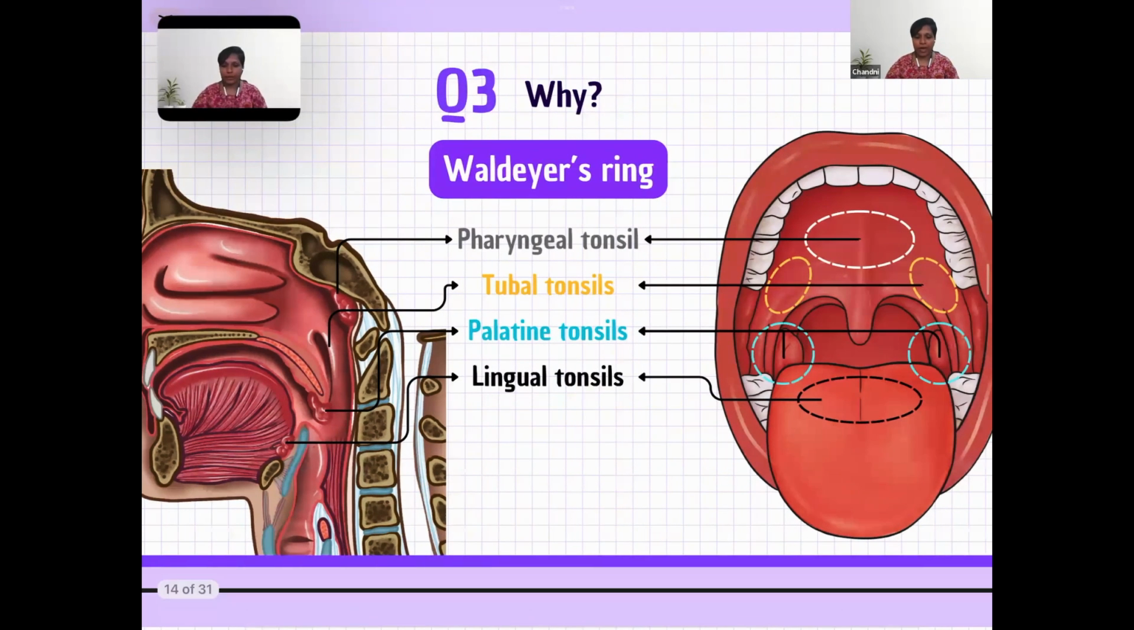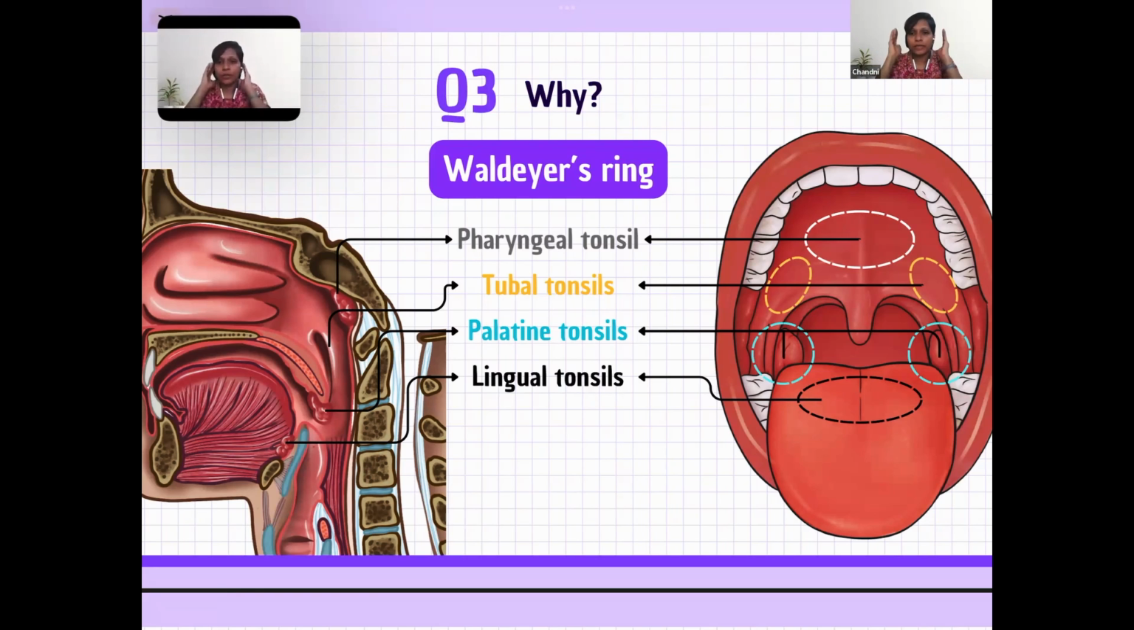Right on top, you have the pharyngeal tonsil labeled. Next, you have the tubal tonsil. If you see that pharyngeal tonsil, it's marked by a single structure. Then you have the tubal tonsil. It's a paired structure on either side.